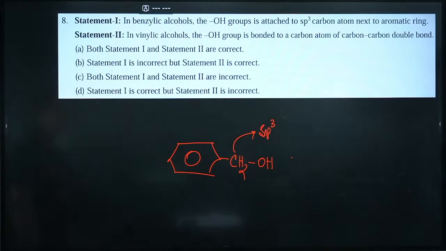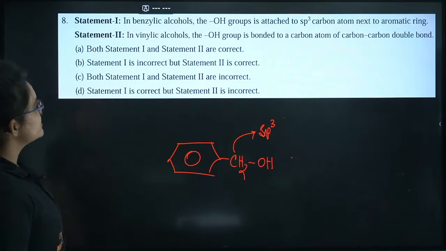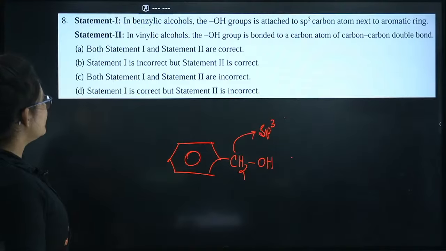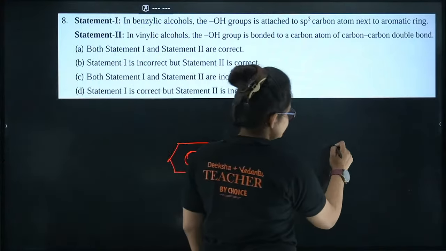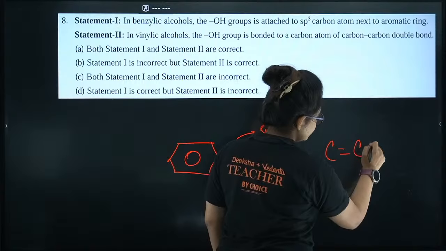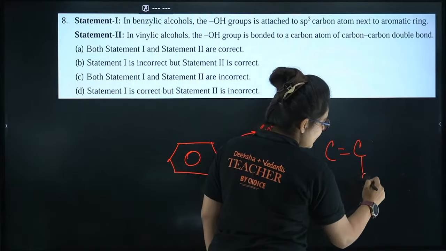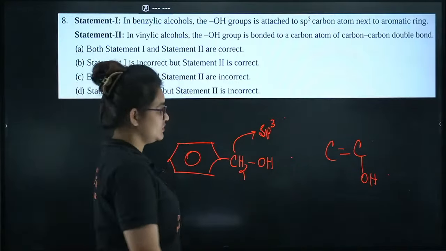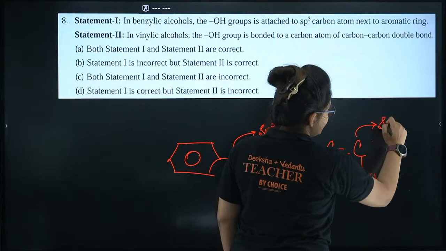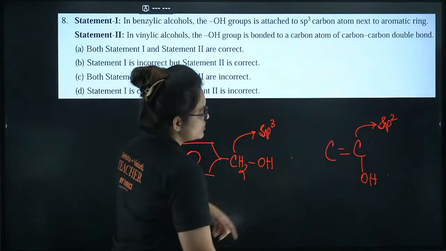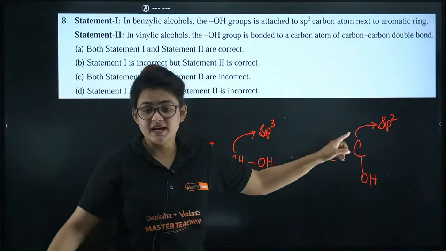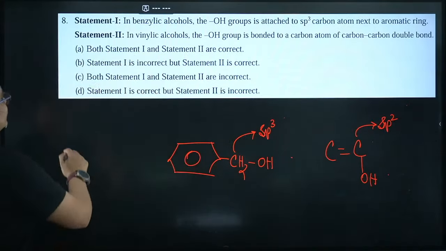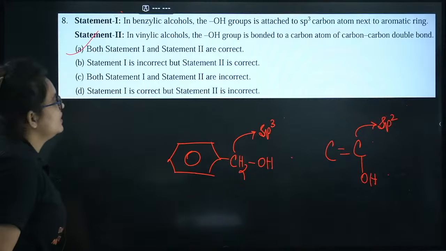In vinylic alcohols, the OH group is bonded to a carbon atom of a carbon-carbon double bond. Okay, so whenever it comes to the vinylic unit, it means a carbon-carbon double bond, and directly to this carbon I am having one OH, right? So that particular carbon is going to be sp2, and yes, this OH is directly connected to the carbon that is a part of the double bond. So both the statements are going to be correct. So option A is the correct option.